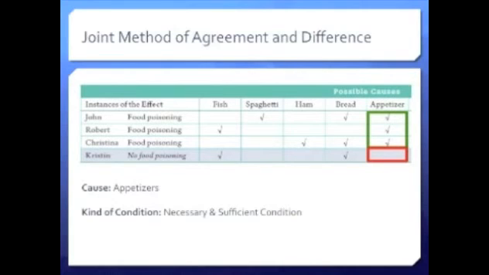The reason why the appetizer is a sufficient condition is because the joint method illustrates how appetizers alone will bring about food poisoning. It does so by showing us that none of the negative cases have this condition. The appetizer as a possible cause is absent in the one negative case that we have. Thus, the fact that all the positive cases have this factor in common and all the negative cases do not have this factor in common suggests that only this factor is needed to bring about the effect. So Mill's joint method suggests that the appetizer is also a sufficient condition for bringing about the effect.